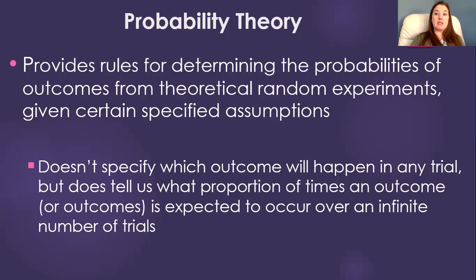That's what it means by the probabilities of outcomes for these theoretical random experiments. What's important is that it doesn't tell us, right? Probability is not a magic wand or a vision into the future that tells us what outcome will happen in any given trial. It doesn't tell us in one coin flip if we will land on a heads or a tails, but it does tell us what proportion of times any outcome is expected to occur. So it'll tell us the likelihood that an outcome happens, not which one will certainly happen in real life.